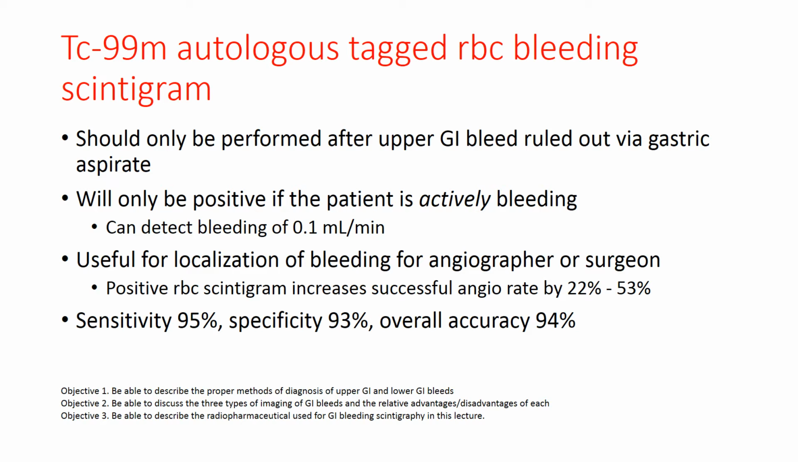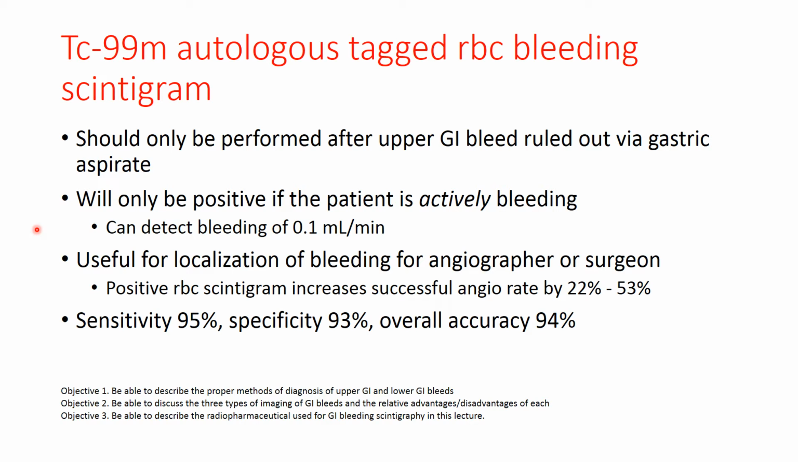The good thing is that we don't require very much bleeding at all for a red blood cell scintigram to be positive. We can detect down to 1/10 of a mil per minute of bleeding within the distal small bowel, the jejunum, the ileum, or the colon. And the reason it's useful is this way we can direct the angiographer and or the surgeon on where that bleeding is, and they know where to put the catheter or where to do the surgery.